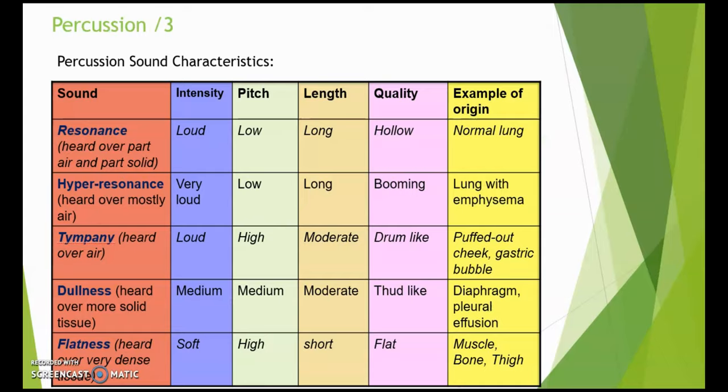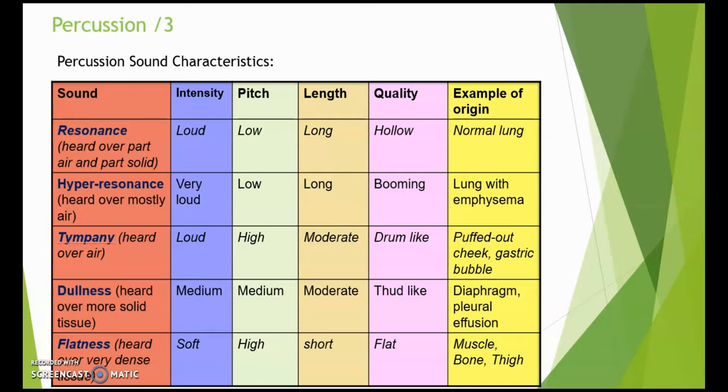there is a brief description of six main elements within percussion sound characteristics. So sound itself, the first column, intensity, pitch, length, quality, and example of origin, okay? So you have, again, resonance, hyperresonance, tympany, dullness, and flatness. You have differences in intensity: it can be loud, very loud, or medium, or soft. Same thing for pitch. For length, you have long, moderate, or short. Quality: hollow, booming, drum-like, thud, light, or flat.